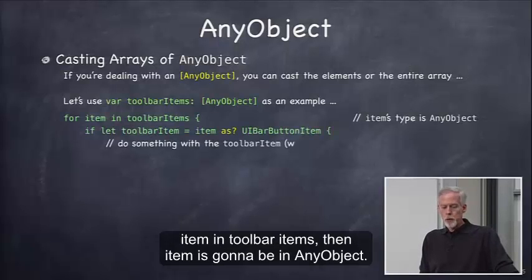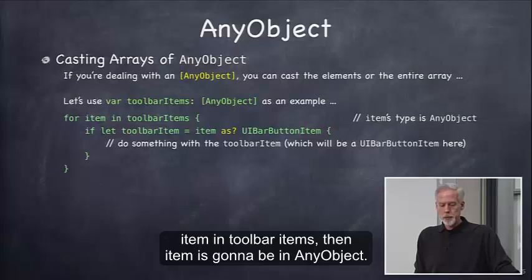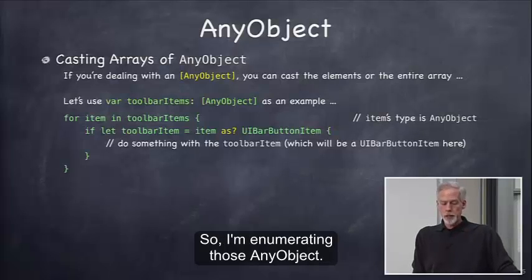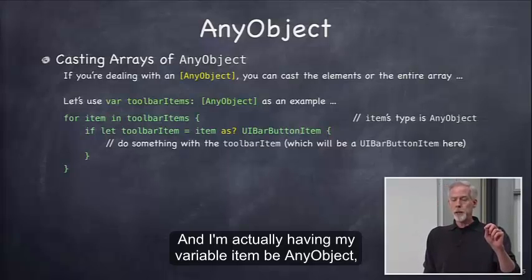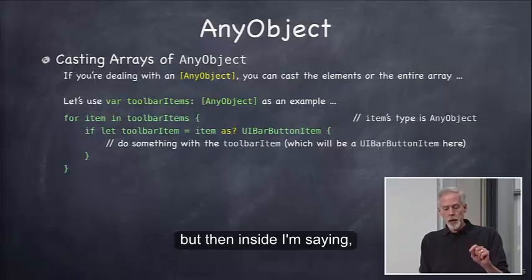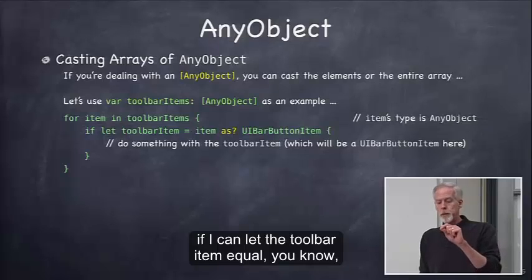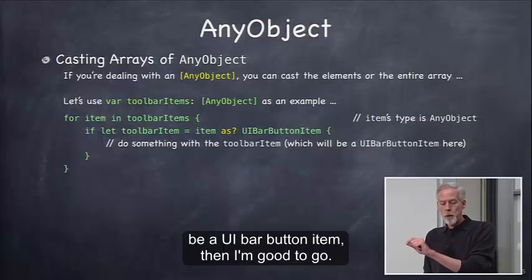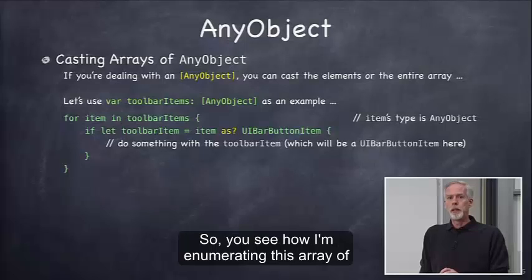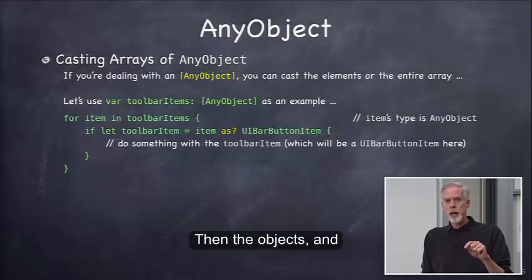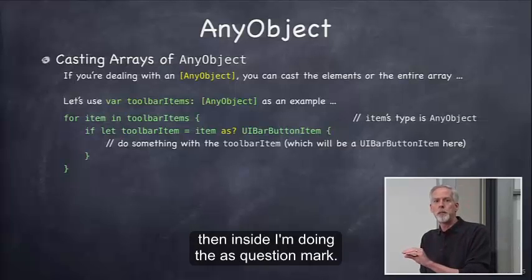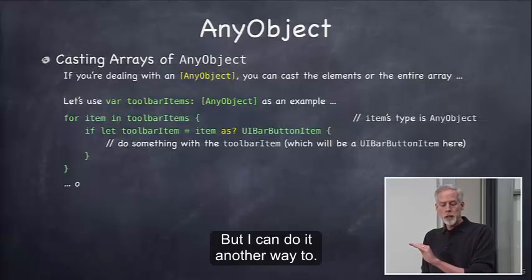So I can say for item in toolbar items, then item is going to be an any object. So I'm enumerating those any objects, and I'm having my variable item be any object. But then inside, I'm saying if I can let the toolbar item equal item as a UIBarButtonItem, then I'm good to go. So you see how I'm enumerating this array of any objects, and then inside I'm doing the as question mark. But I can do it another way too, okay?